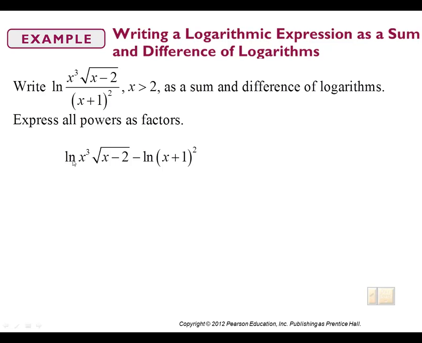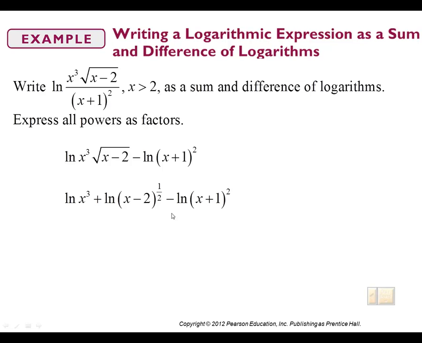Now in this case here, because they're multiplying, you're going to apply a natural log x cubed plus natural log x minus 2, and then we change the radical to an exponent. In this case, it would be square root, the index is 2, so this would be 1/2. Minus, and then x plus 1, close parentheses squared.